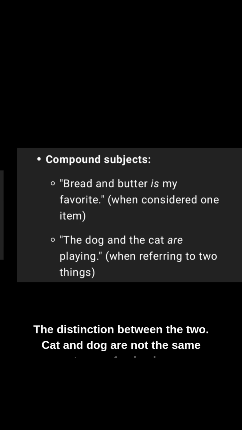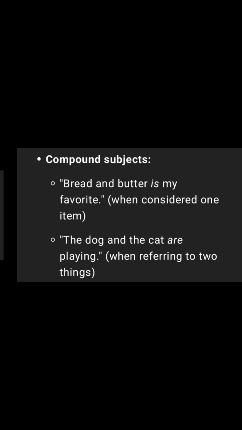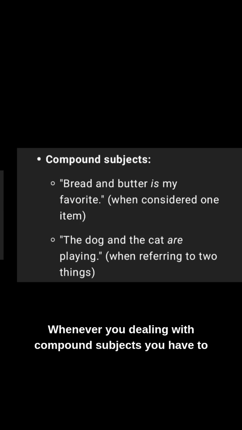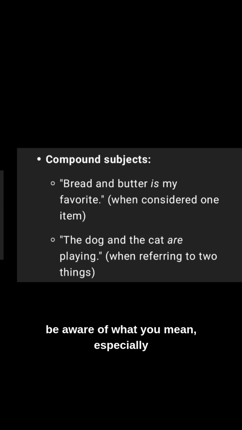Now the second one is the dog and the cat are playing. So now there's a distinction between the two. Cat and dog are not the same types of what? Animals. You understand? So that is why we have the verb here as plural, which is are, right? So you are getting the distinction between the two. So take note very well. Whenever you are dealing with compound subjects, you have to be aware of what you mean, especially you, the speaker.